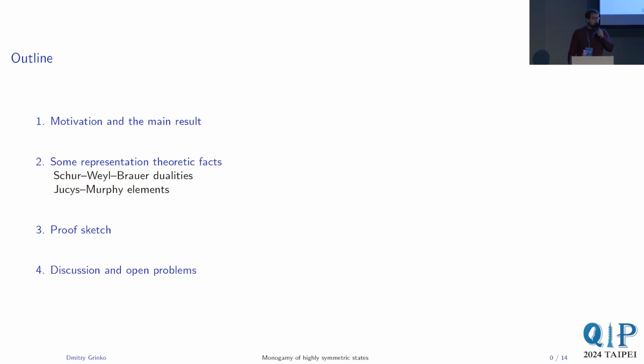The outline of my talk is as follows. First I will try to broadly motivate our project and present the main result. And then I would like to sketch the proof, but before I will be able to sketch the proof, I would need to introduce a couple of representation theoretic facts, namely the Schur-Weil and Brauer dualities, and also special elements called Jucys-Murphy elements. And after that, I will be able to sketch the proof, and finally, I will have a short discussion and present some open problems in that area.